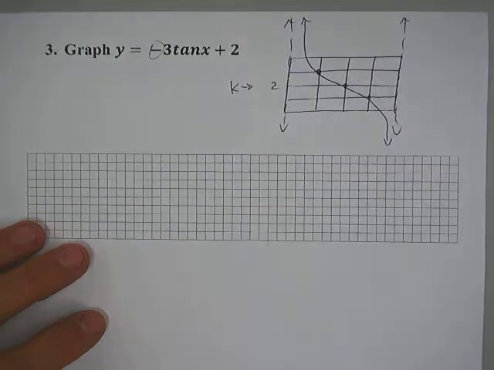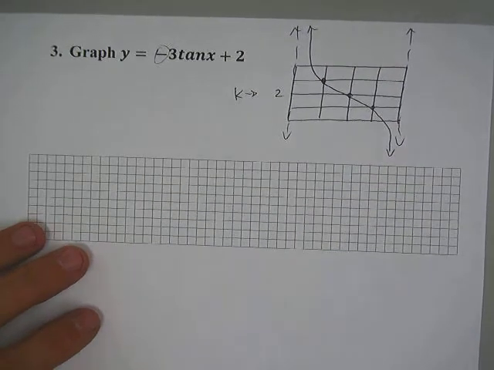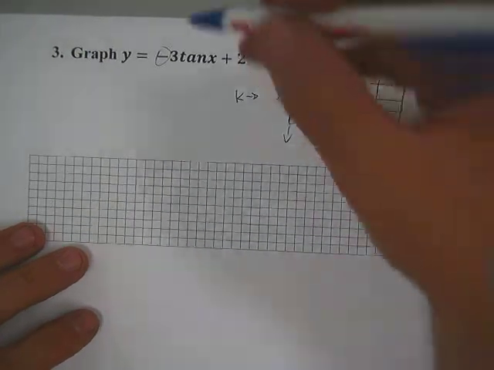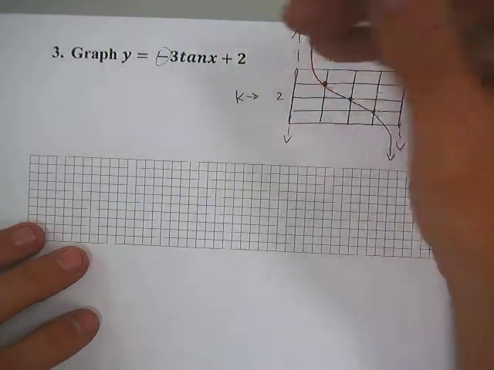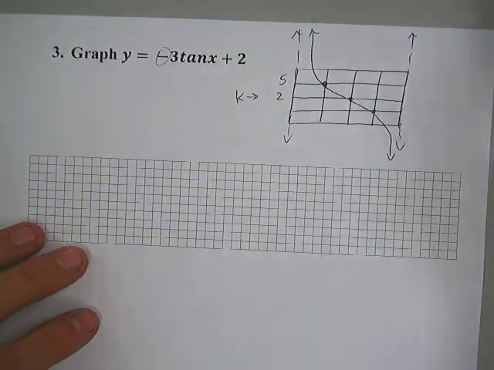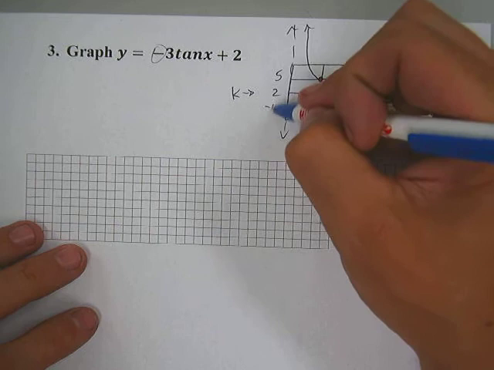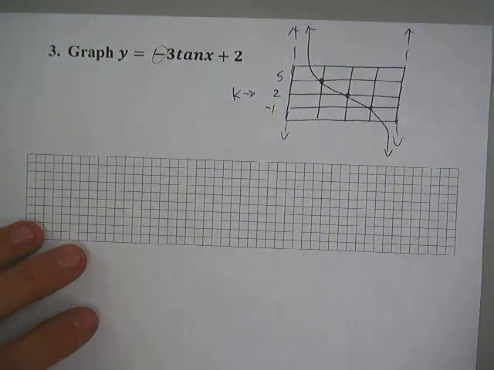Okay, just like before though, everything else is the same. So my k value is going to go right here. Well, that's 2. My amplitude this time is 3. It's the absolute value of that. So that means I'm just going to go up 5, and I'm going to go down 1.